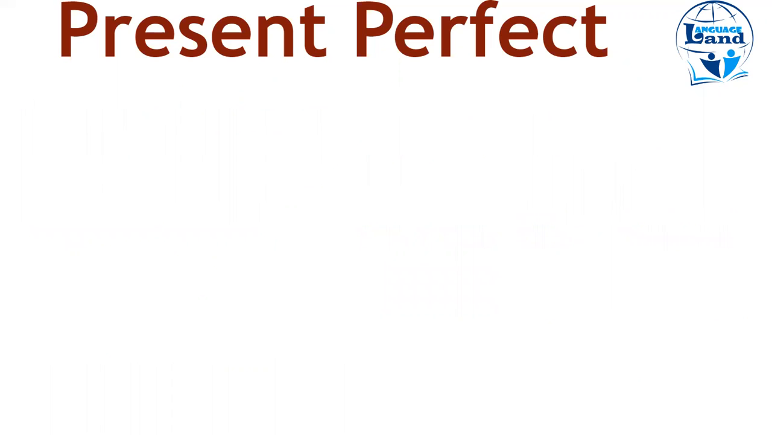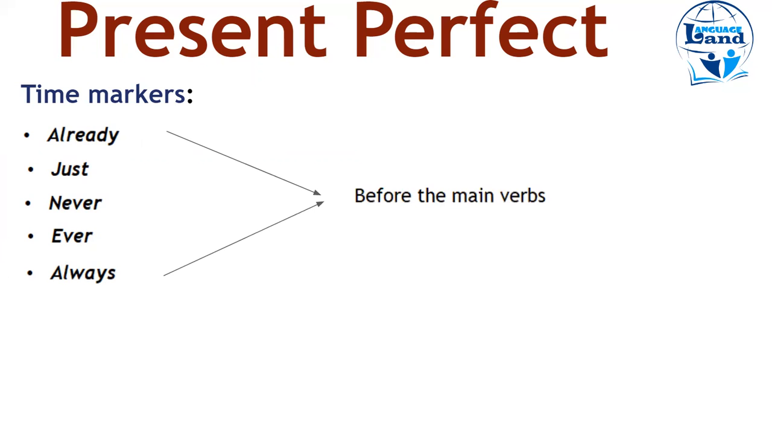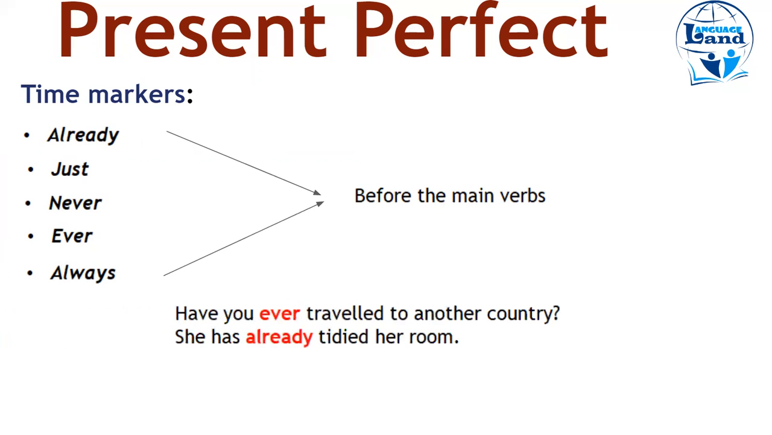Let's look at some time markers of present perfect that will help you to identify and form this tense. These are already, just, never, ever, always, that come before the main verbs. For example, have you ever traveled to another country? Or she has already tidied her room.